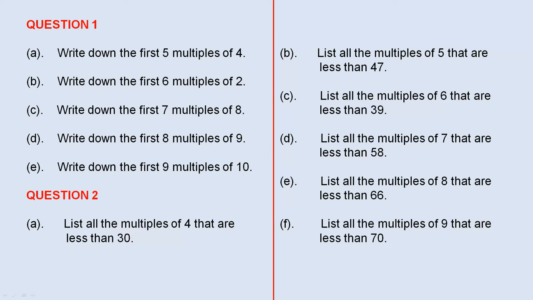Question two. List all the multiples of four that are less than 30. List all the multiples of five that are less than 47. List all the multiples of six that are less than 39. List all the multiples of seven that are less than 58. List all the multiples of 8 that are less than 66, and list all the multiples of 9 that are less than 70.